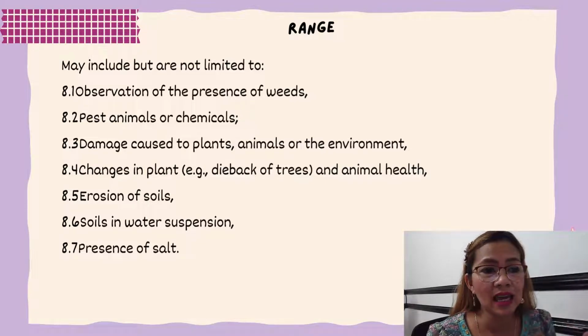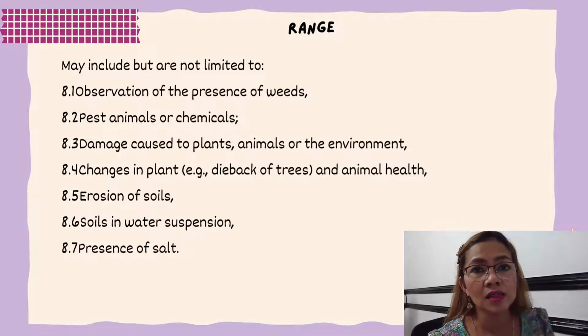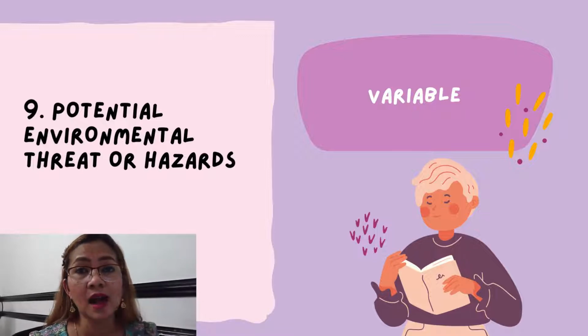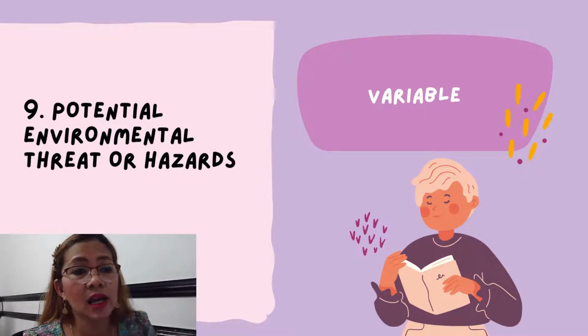You should know what the signs and symptoms are of the presence of salt that can damage our equipment or our workplace. So these are the things that you should be aware of, the signs and symptoms when this already starts to appear. Okay? Number 9 refers to potential environmental threats and hazards. So what are these? The different environmental threats and hazards.